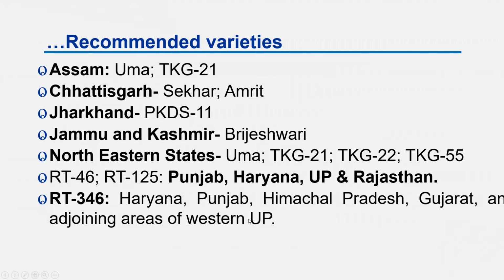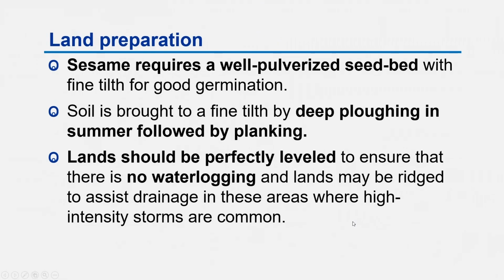Now you can see the summary of the varieties recommended for different states. For Assam, it is Uma TKG 21, Chhattisgarh Shekhar Amrit, Jharkhand PKDS 11, Jammu and Kashmir Brijeshwari, Northeastern states Uma TKG 21, TKG 22, TKG 55, RT 46, RT 125, these two varieties for Punjab, Haryana, UP and Rajasthan, and RT 346 again for Haryana, Punjab, Himachal Pradesh, Gujarat and adjoining areas of western UP. So this RT 346 has wider adaptability.